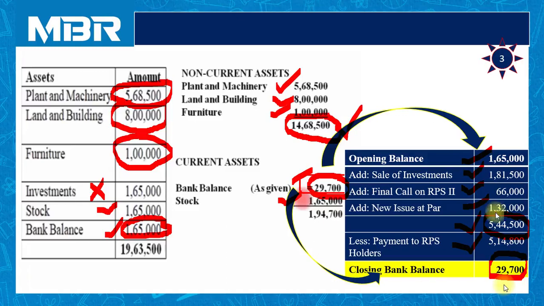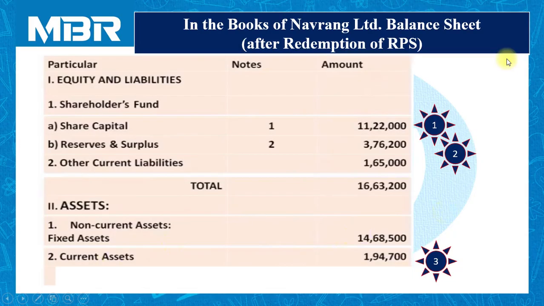Now, we have to transfer this total amount of rupees 1,94,700, which is representing total current assets, to the balance sheet of the company. Let us move to the balance sheet of the company. On the asset part, the second item is current asset, 1,94,700. At this point of discussion, I would like to put to your notice that if you don't want to present all current assets all together, you can present bank balance separately and other current assets separately.